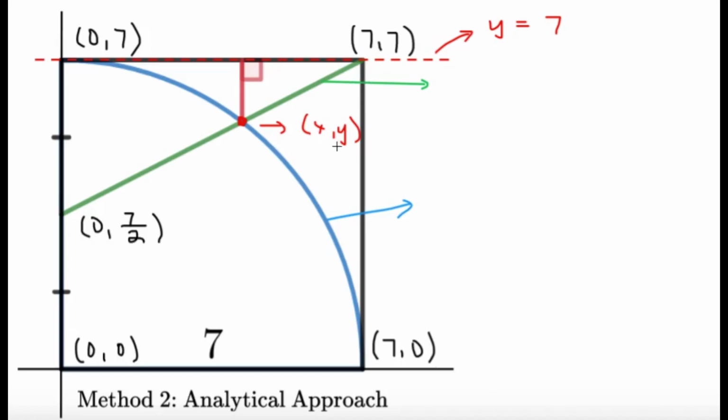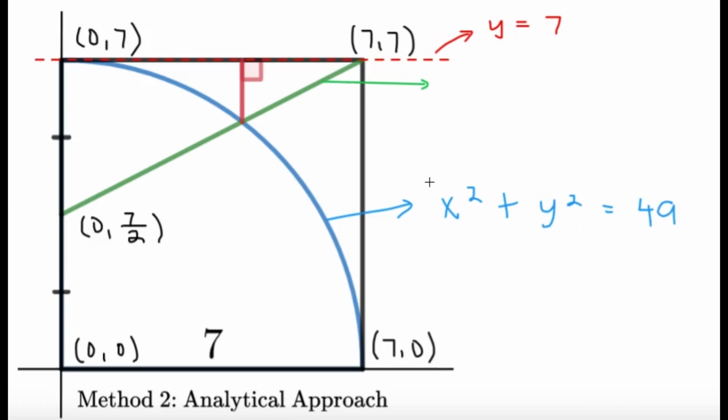if I can get the point, especially the y value, all I have to do is take the difference between 7 and whatever is the y coordinate of this point over here. So we are going to try to get the equations of these two. Now, the equation of the quarter circle, we can just imagine it as a whole circle for now. The center is at 0, 0, and the radius is 7. So we can simply use the center-radius form and get that the equation of the circle is x squared plus y squared equals 49.